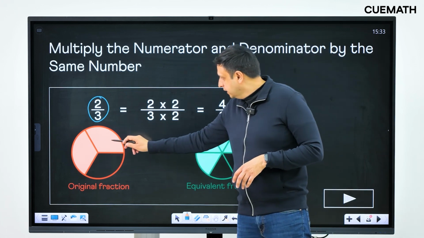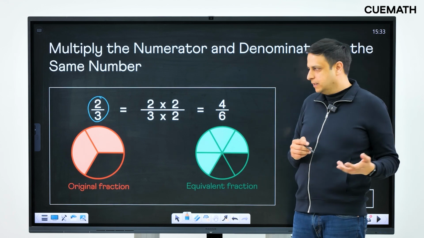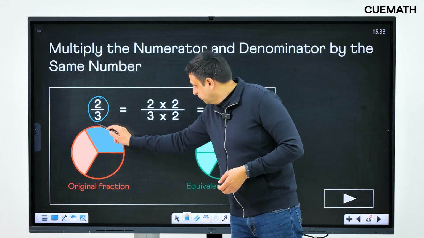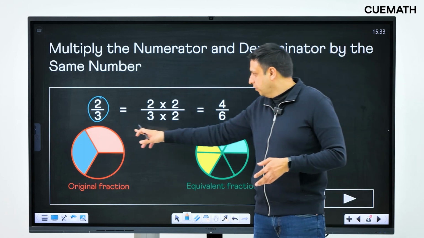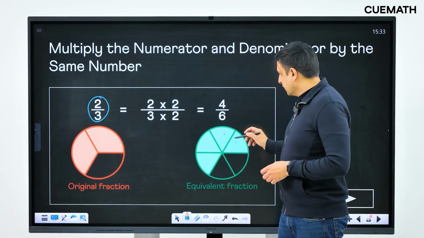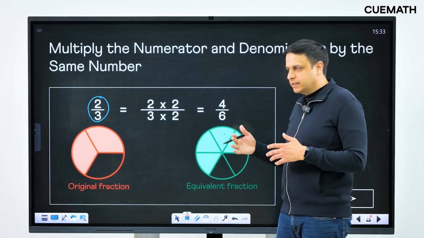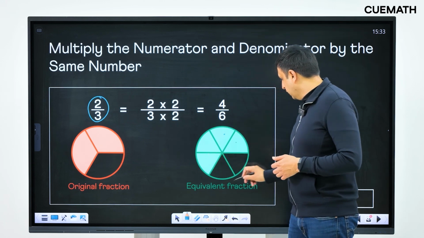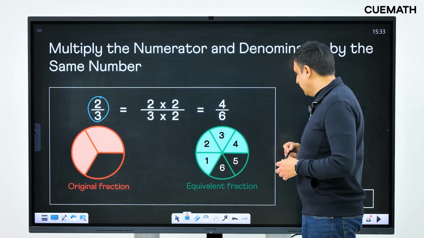Now if you look at this picture over here, what's really happened is that each of these three parts has been further divided into two equal parts. So if you look at this part, for example, it has been divided into two equal parts, and that's been done for all of the three parts. So the total number of parts and the number of shaded parts have both doubled. The total number of parts has become 6, and the shaded parts number has become 4.